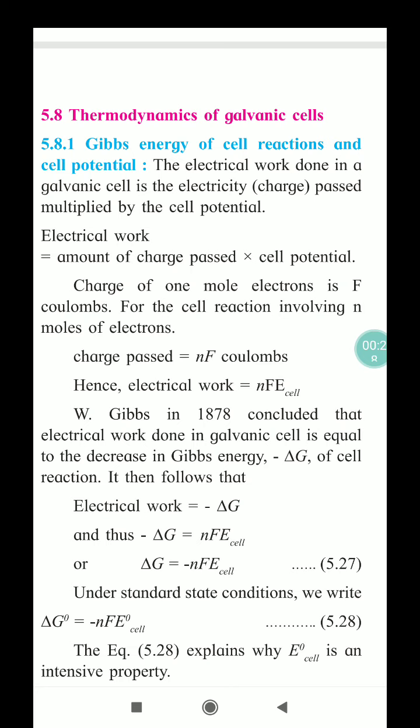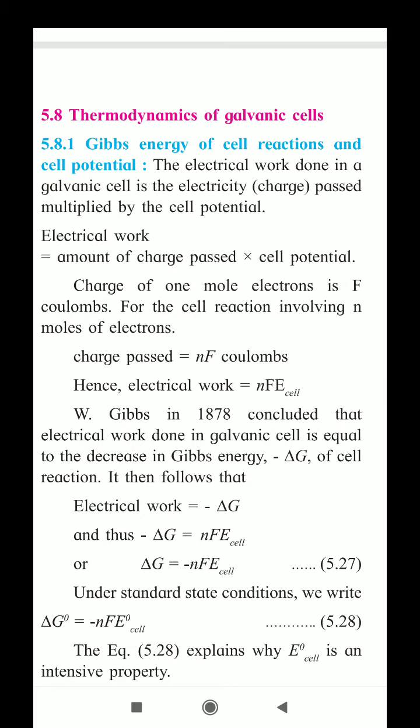So here we know that the electrical work is the amount of charge passed times the cell potential. So electrical work is the amount of charge multiplied by the cell potential. The cell potential is the EMF of the cell, and the charge passed is equal to the number of moles of electrons in Faradays and coulombs. So the charge passed is equal to n into F.